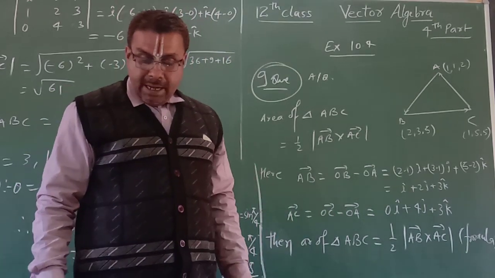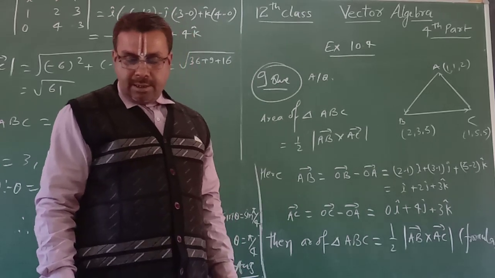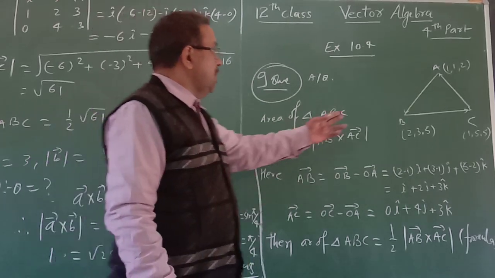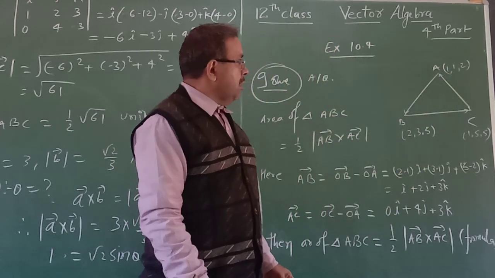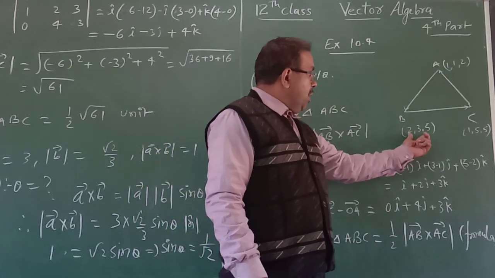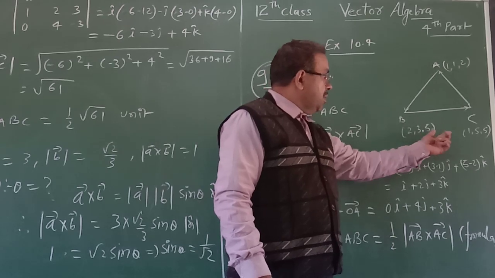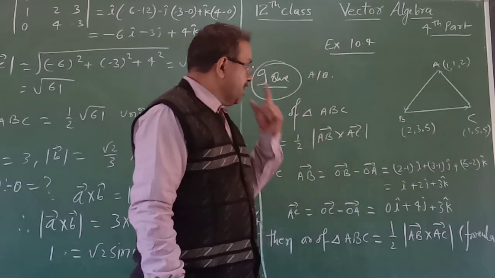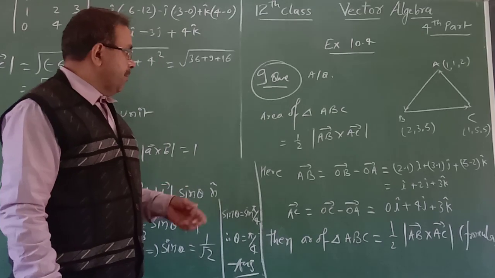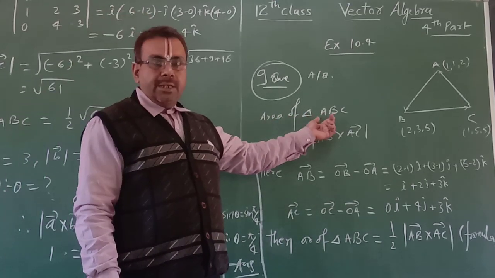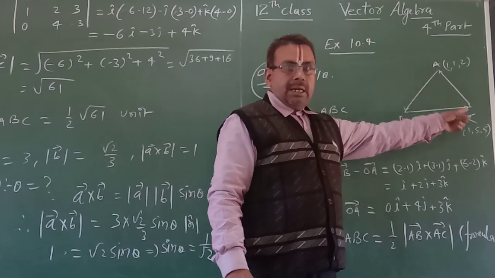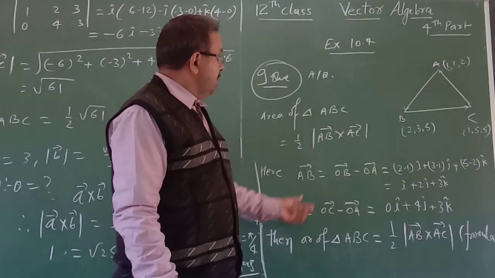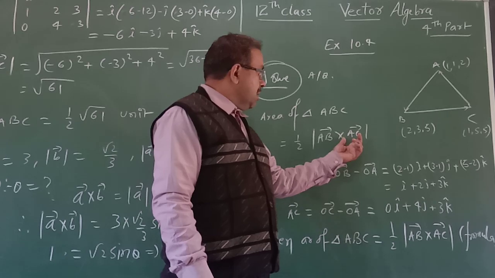Find the area of triangle with vertices A, B and C. So see, the point of vertex A is given as (1, 1, 2), the point of vertex B is (2, 3, 5) and the point of vertex C is (1, 5, 5). So the area of triangle ABC is equal to 1 by 2 times AB cross AC, using two adjacent sides. Now we need the value of AB cross AC.